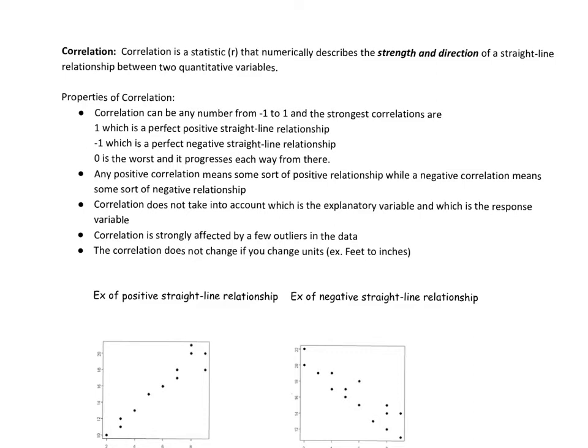Correlation does not take into account which is the explanatory and which is the response variable. You have to know which is which. Outliers do affect correlation strongly. And if you change units, it doesn't change the correlation. So if you change what you had in feet to inches, it doesn't change the correlation, because the relationship is still going to exist between those numbers.